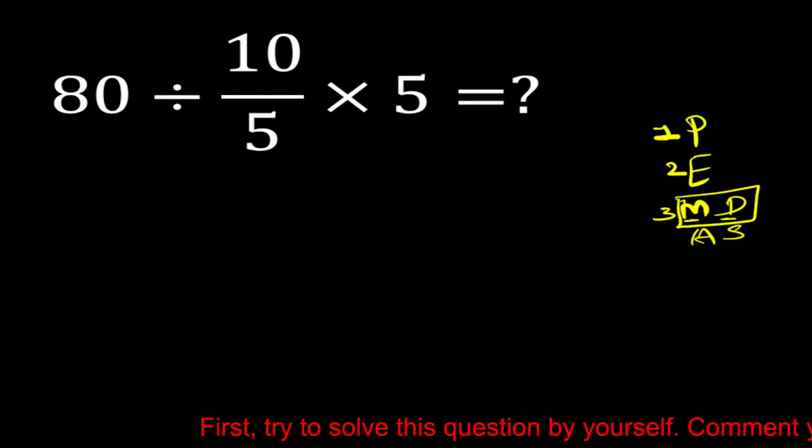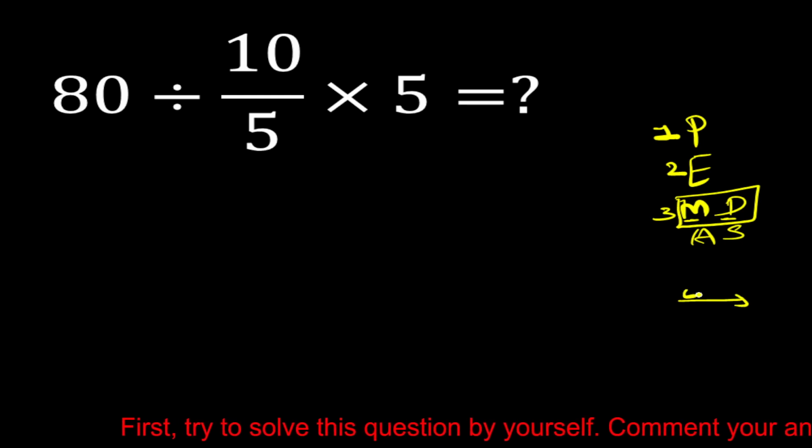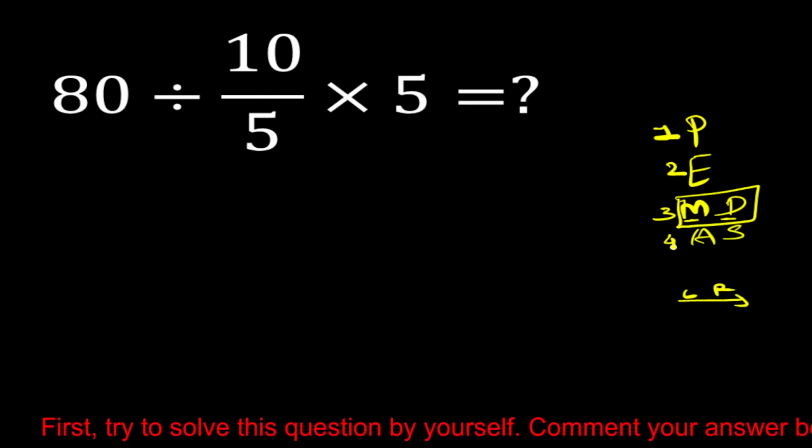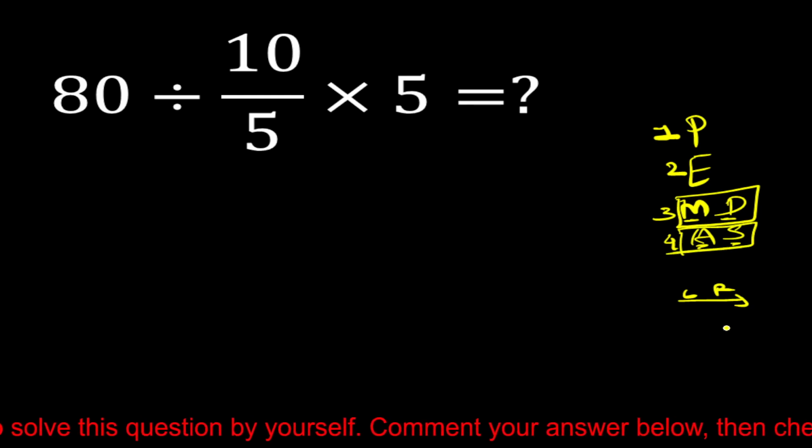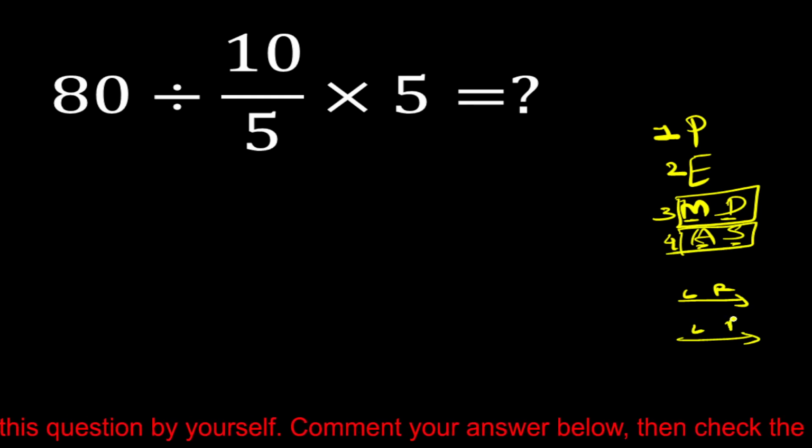Here multiplication and division both have equal priority, so we have to solve it from left to right. Fourth and last priority is addition and subtraction. Also addition and subtraction both have equal priority, so we have to solve it from left to right.